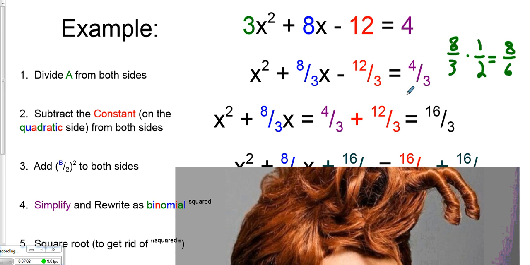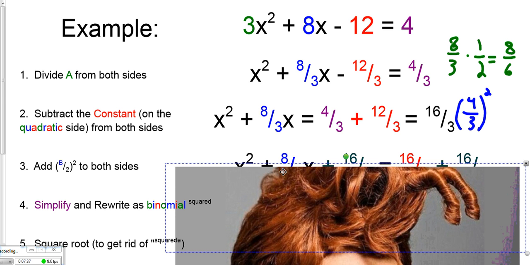Oops, actually, that's not what I'm adding on to both sides yet. I need to square that. Before I square it, though, it might be nice to simplify this. 8/6, I can take 2 out of each. We call it 4/3. 8/6 is 4/3. I square this. So this whole thing is being squared. 4 squared is 16. 3 squared is 9. So it's 16/9 that I'm adding to both sides.